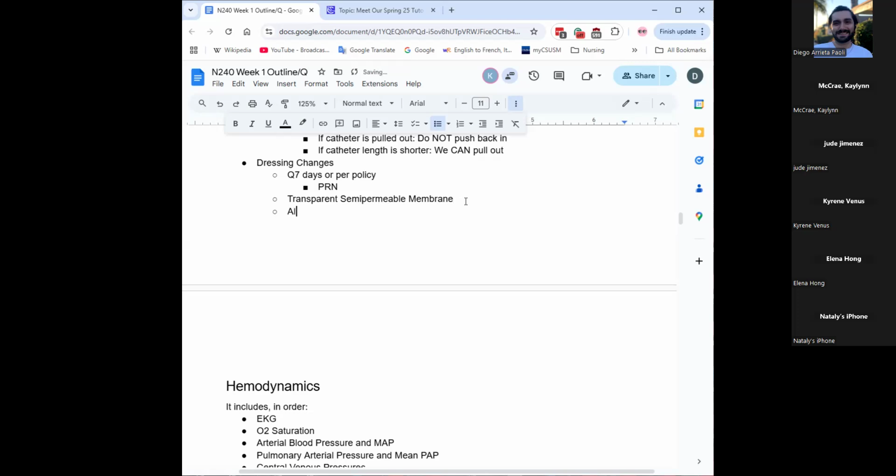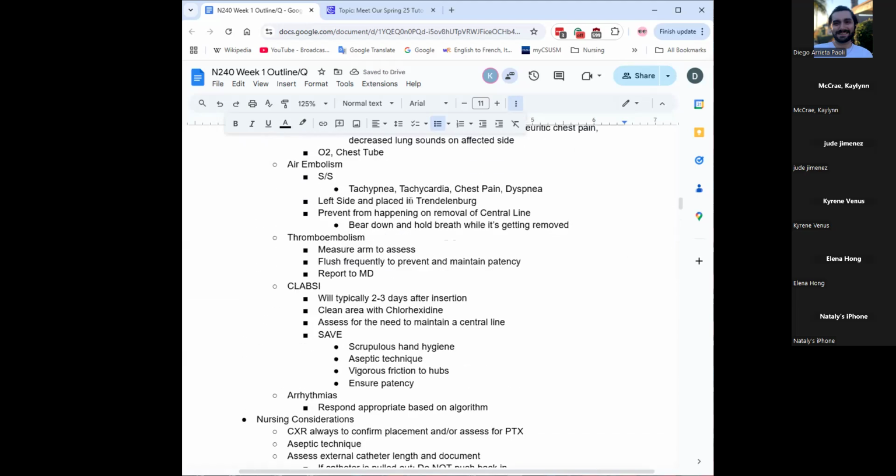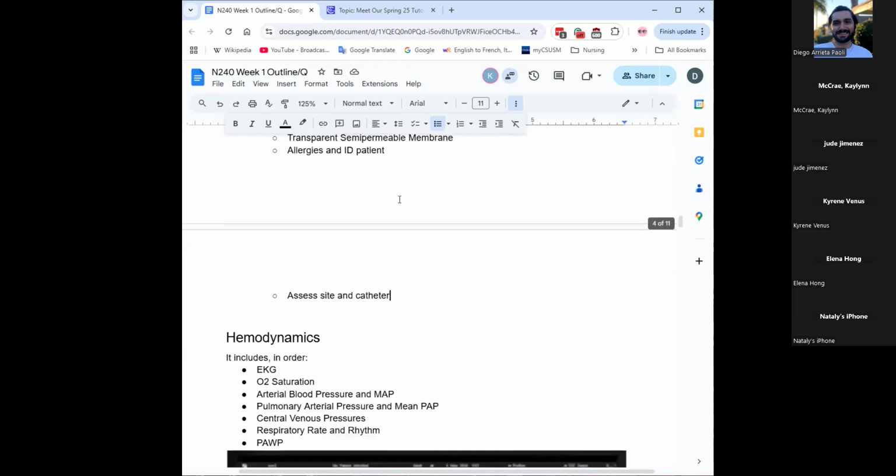Other than that, it's allergies. So you guys remember when you're doing your procedure that you're going to make sure the patient's not allergic to chlorhexidine, or tape or whatever. Similar to when you're doing your PIV, you're going to be assessing the site and catheter. All right, that's pretty much it on that.